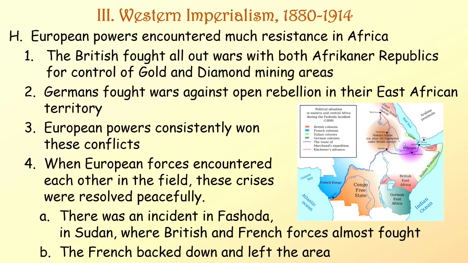European powers encountered much resistance in Africa. For example, the British fought all-out wars with both Afrikaner republics for control of gold and diamond mining areas. The Germans fought wars against open rebellion in their East African territory. European powers, however, consistently won these conflicts. And when European forces encountered each other in the field, these crises were resolved peacefully. There was an incident in Fashoda, which we will learn more about soon, in Sudan, where British and French forces almost fought, but the French backed down and left the area.